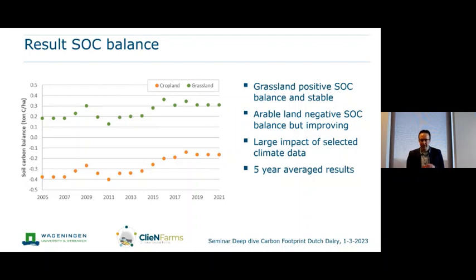Also here we saw quite some annual changes if we used annual climate data. So we decided for now to use 5-year average data. This will be reported in the upcoming national inventory report, where we now have a tier 3 approach for these soil organic carbon.